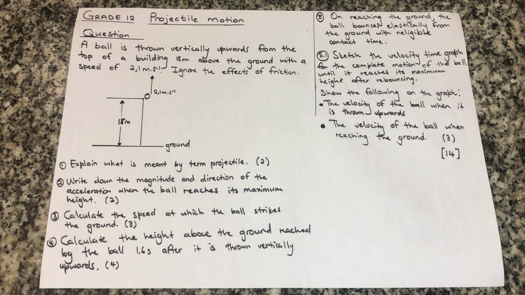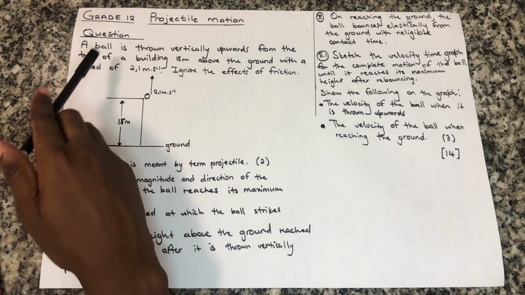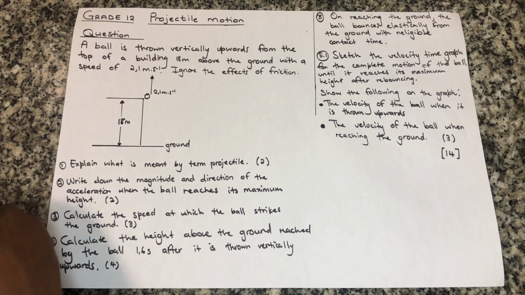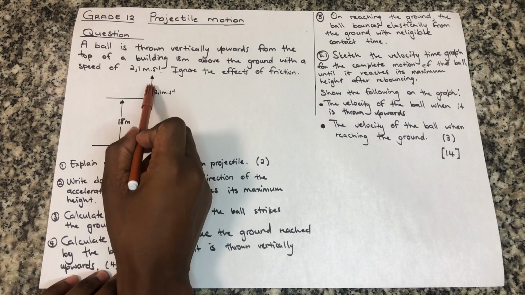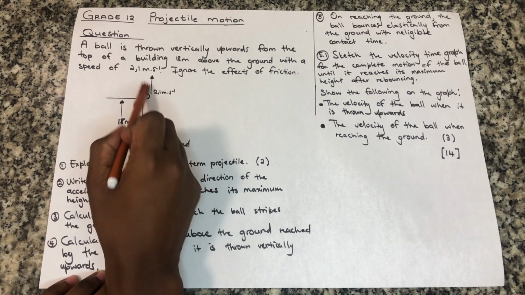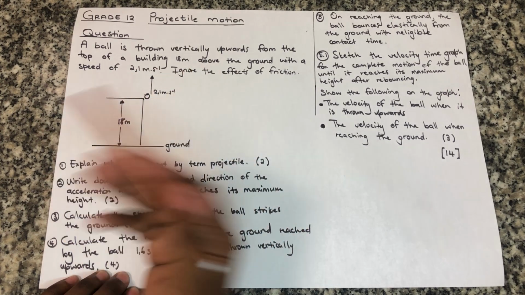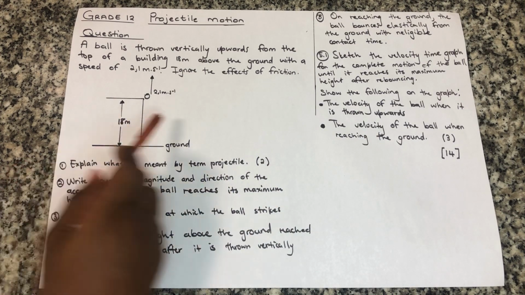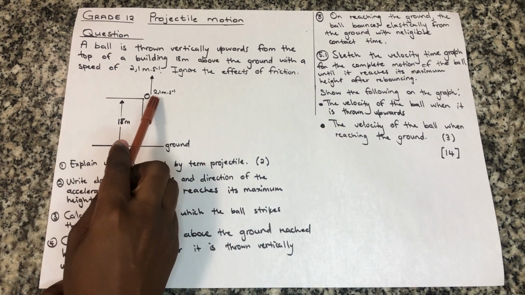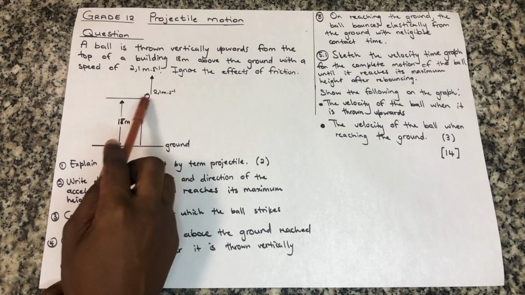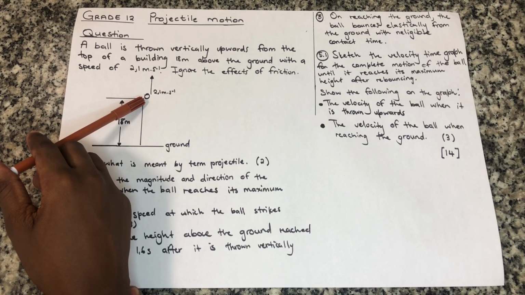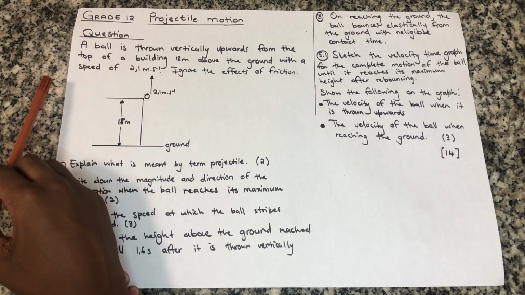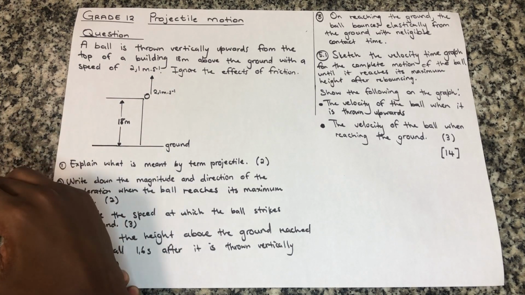Alright, so we have a question which says a ball is thrown vertically upwards from the top of a building. This is our ball thrown vertically upwards from the top of the building. The building is 18 meters above the ground, and the ball is thrown upwards at a speed of 2,1 meters per second. We have to ignore the effects of friction or air resistance.